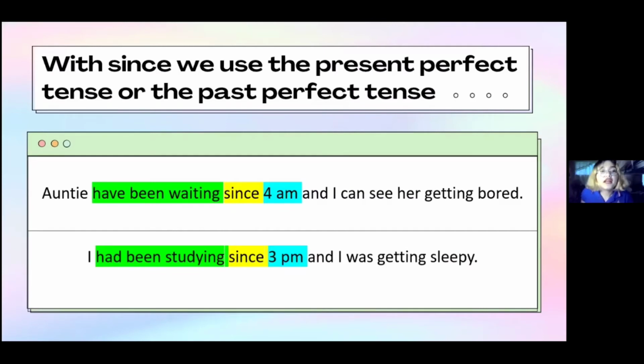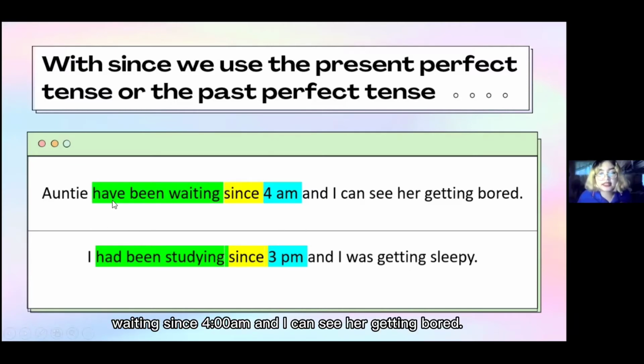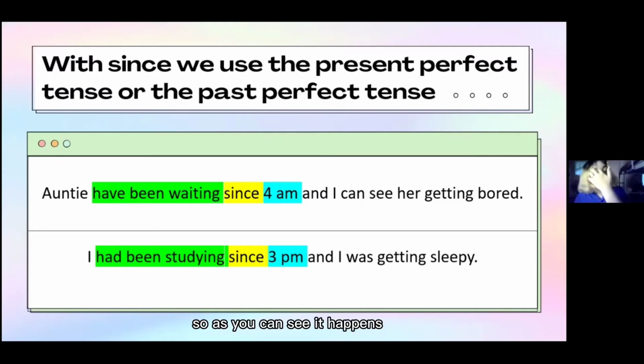Another way to use since is with the present perfect tense or the past perfect tense. Auntie has been waiting since 4 a.m. and I can see her getting bored. The next example is: I had been studying since 3 p.m. So as you can see, it happened and then continued up until now.